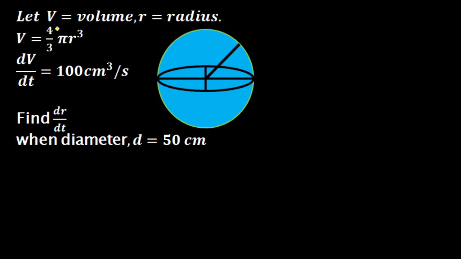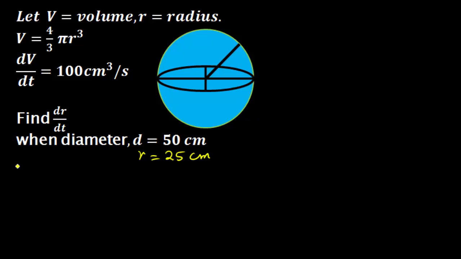Right, so let V be the volume, r is the radius. We use the equation for the volume of a sphere, and then this is what's given, dV by dt. We use this notation to denote the rate at which the air is being pumped into the sphere. Okay, so 100 cubic centimeters per second. So the question is we are to find dr by dt at the instant when the diameter is 50 centimeters, which means when r is 25 centimeters.